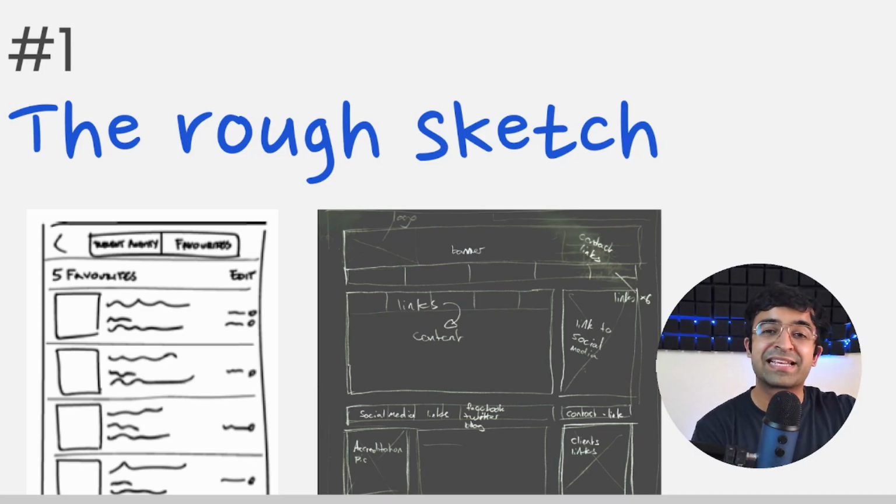Alright, so the first kind of wireframe or the first stage of wireframing process is called the rough sketch. Now, this rough sketch is one of the only sketches made by different stakeholders of the company. It could be a product manager, a design lead, or straight up the company's CEO.